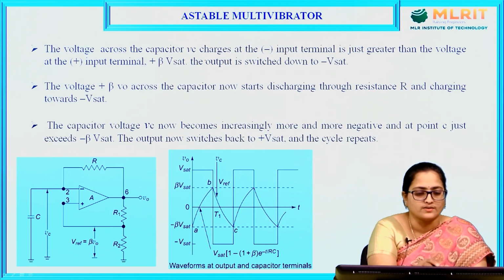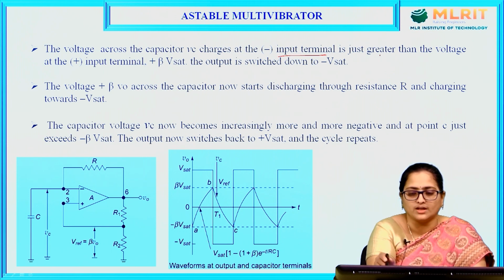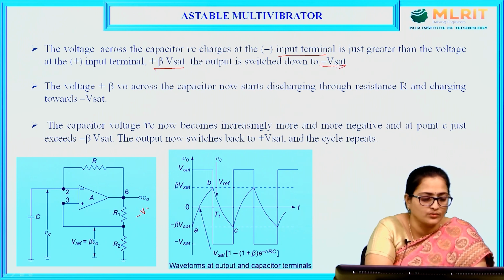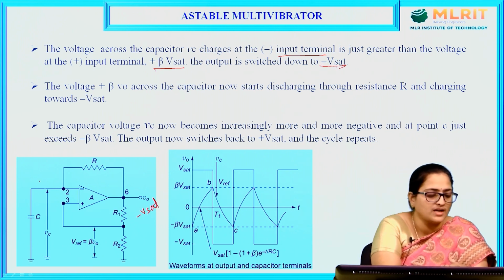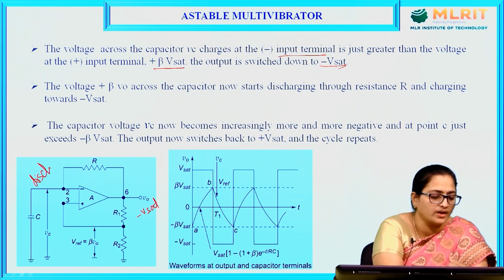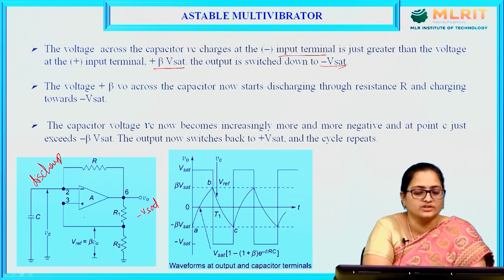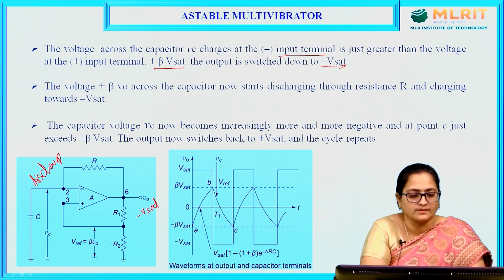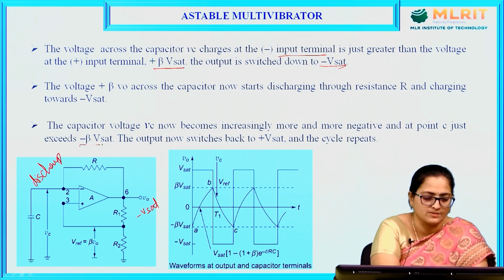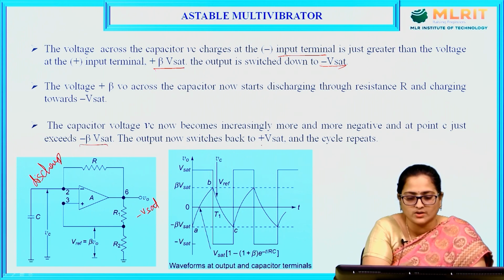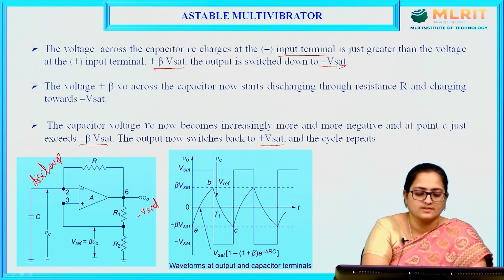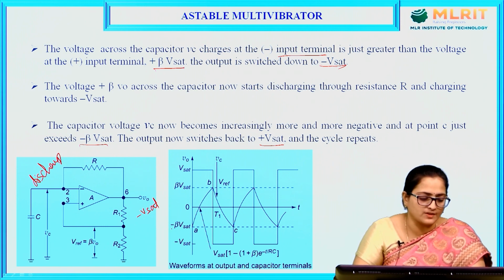When the voltage Vc at the negative terminal becomes just greater than the voltage at the positive terminal, that is beta Vsat, the output shifts to minus Vsat, and the capacitor starts discharging. The capacitor voltage Vc keeps decreasing until it just goes below minus beta Vsat. The output now switches back to plus Vsat. The cycle repeats in the same way as explained.